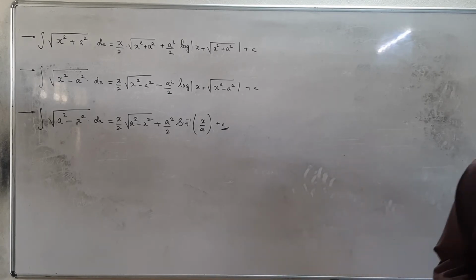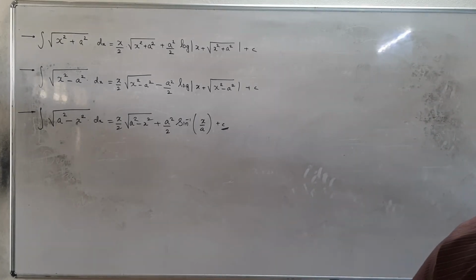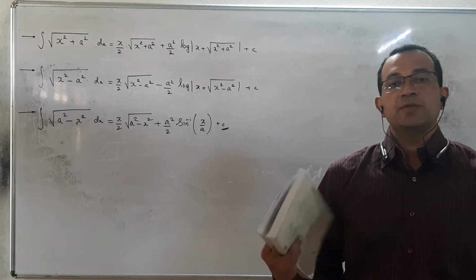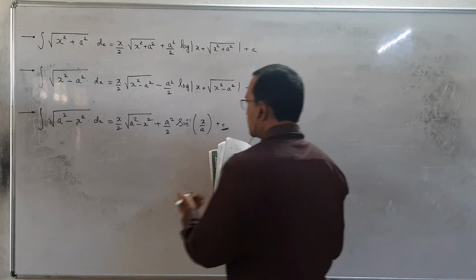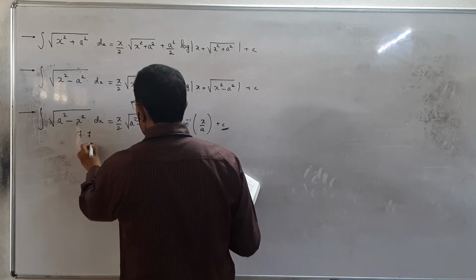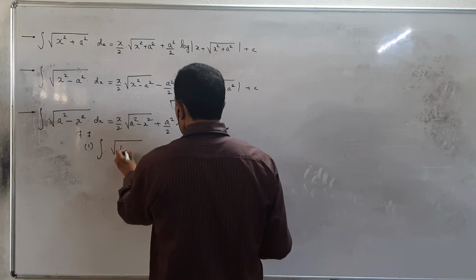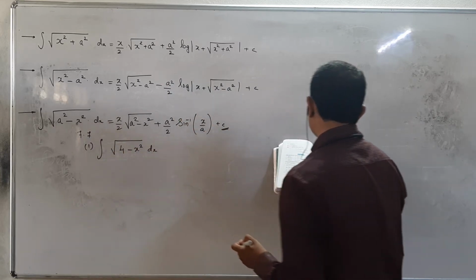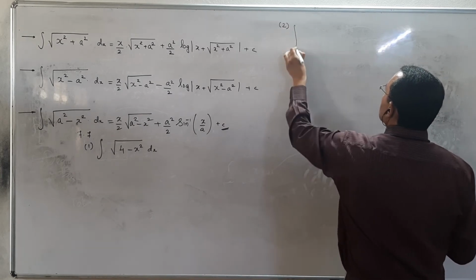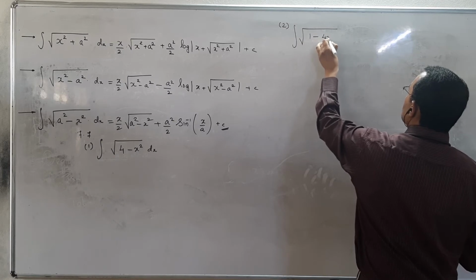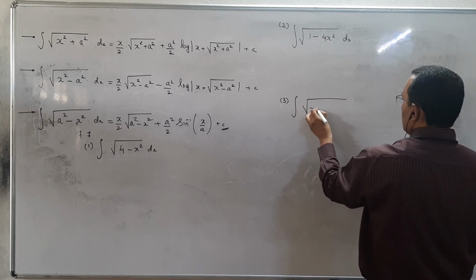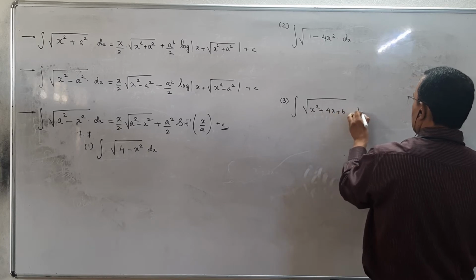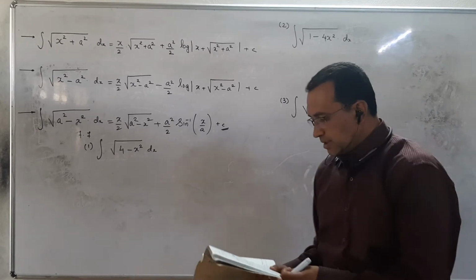So this is how, students, we are going to apply this formula in exercise 7.7. And trust me, these are the most important exercise for long sums. Now, students, I am starting with exercise 7.7, sum number 1, which is integration of under root of 4 minus x square dx. Second sum, under root of 1 minus 4 x square dx. And third sum, which is under root of x square plus 4 x plus 6 dx. Then we will remain 3 sums.